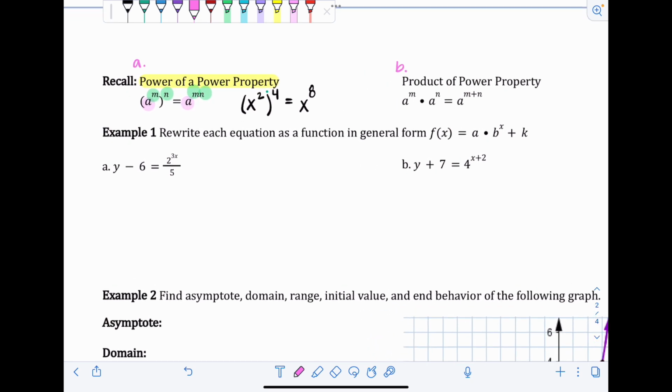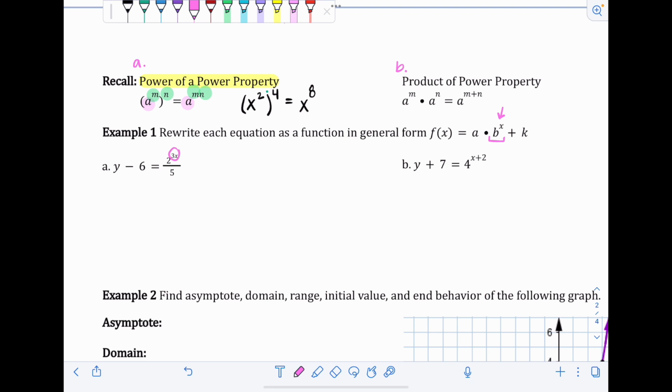So example 1: rewrite each equation as a function in general form, which is f of x equals a times b to the x plus k, and the first example is y minus 6 equals 2 raised to 3x over 5. In the general form, a main part is that we want the b to the x part, a base raised to the x power, to be isolated. I'll get into more about what that means in a second. But one big thing is that there's never going to be a number in front of x in the exponent for that general form.